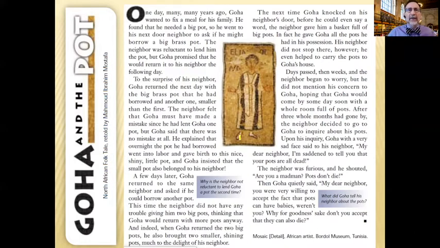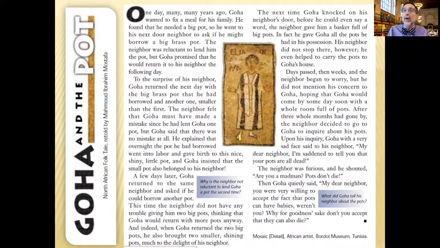The neighbor felt that Goha must have made a mistake since he had lent Goha one pot, but Goha said that there was no mistake at all. He explained that overnight, the pot he had borrowed went into labor and gave birth to this nice, shiny little pot, and Goha insisted that the small pot also belonged to his neighbor. A few days later, Goha returned to the same neighbor, and he asked if he could borrow another pot. This time, the neighbor didn't have any trouble giving him two big pots, thinking that Goha would return with more pots anyway. And indeed, when Goha returned the two big pots, he also brought two smaller, shining pots, much to the surprise of the neighbor.